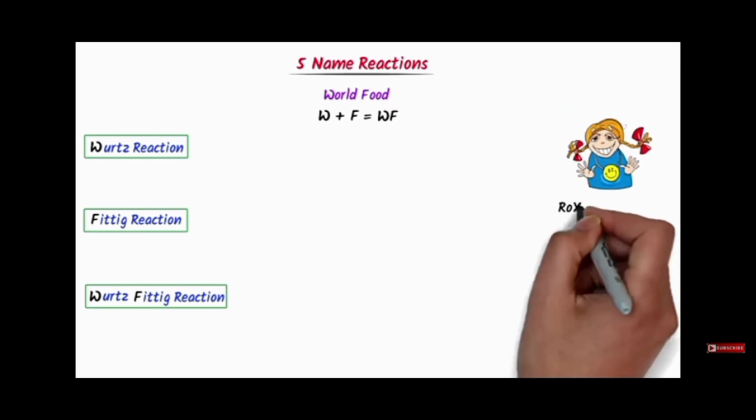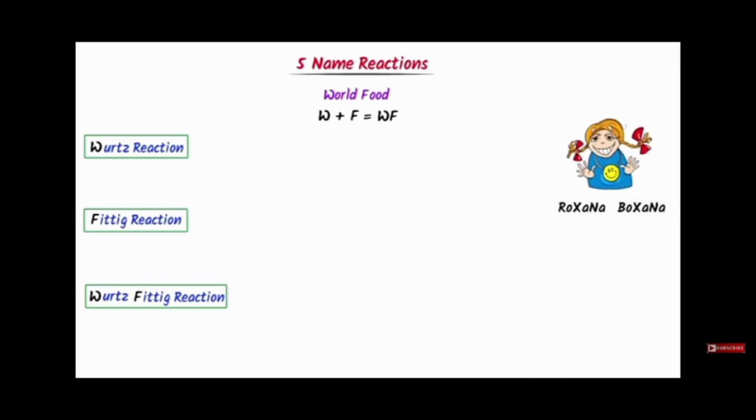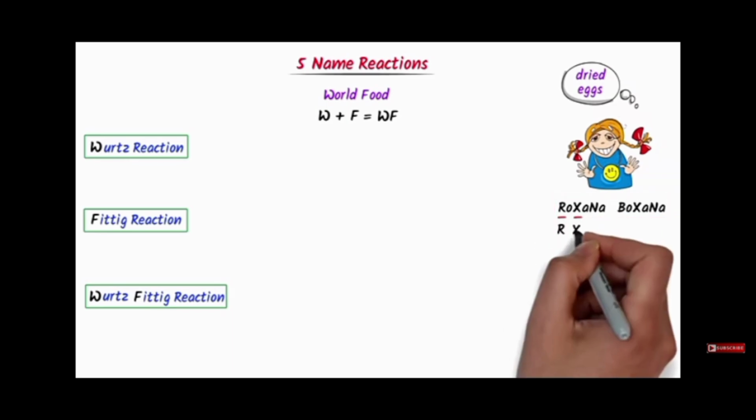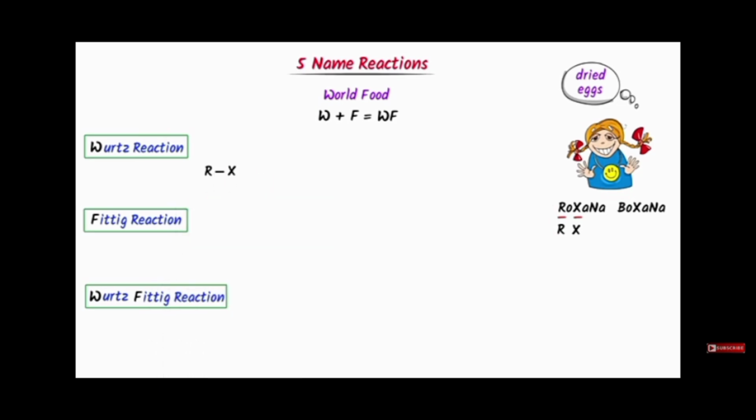Let her name be Roxana Boxana. She loves to eat dried eggs. Remember that I capitalize every second letter of Roxana Boxana. Now in case of Wurtz reaction, I take R and X. It is alkyl halide. Note it down that here X is halogen like chlorine, bromine, etc.